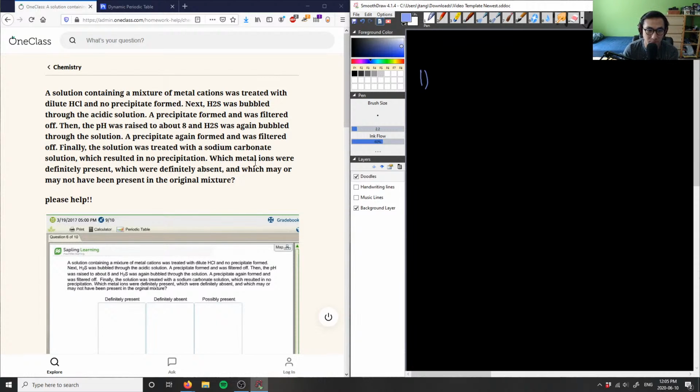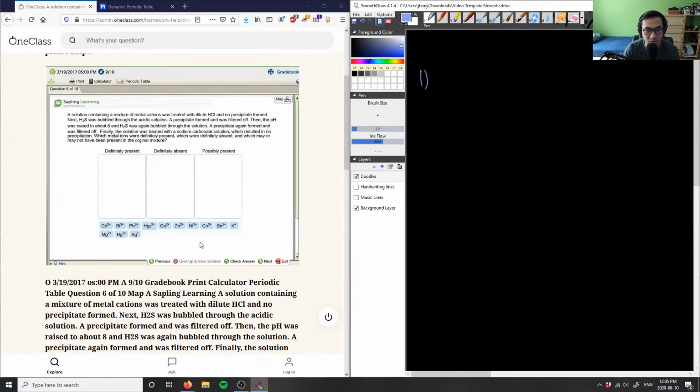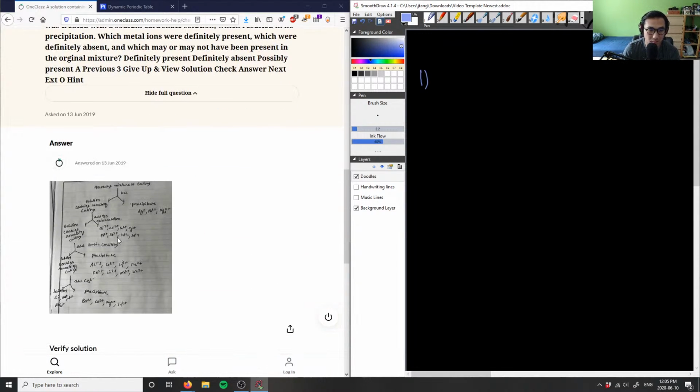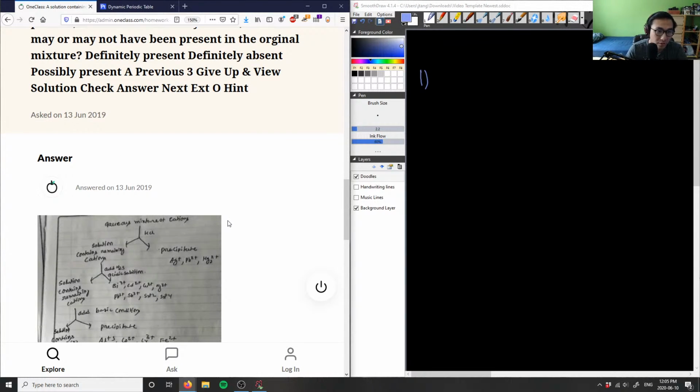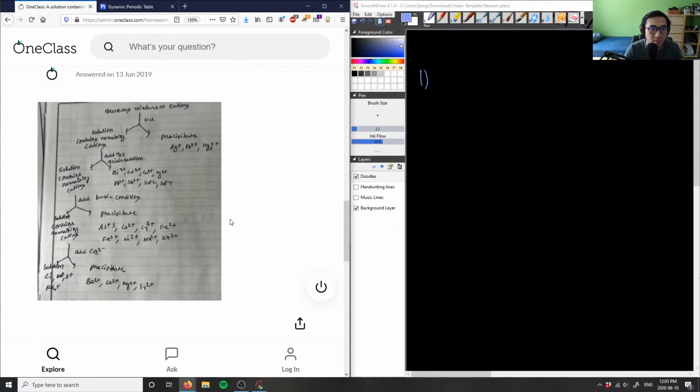So let's look at the solution here, and these are the metal cations that they give you. Let me maximize this and zoom in for a little bit and see if we can figure this out. I like this graph because it actually breaks down all the possibilities of which cations may or may not exist. So it says here, aqueous mixture of cations.